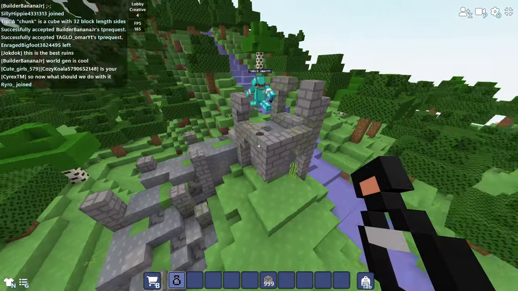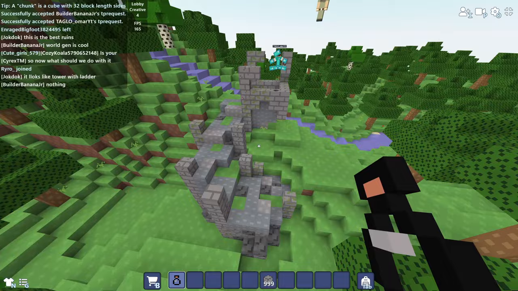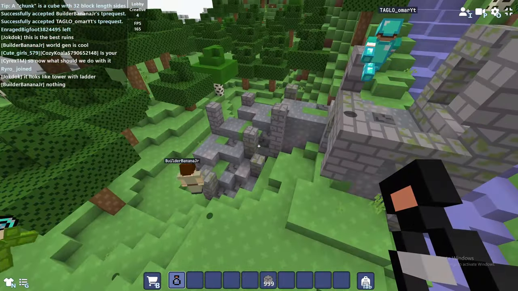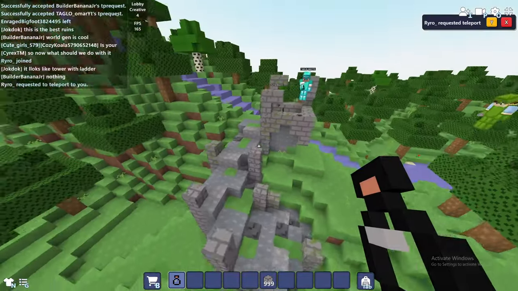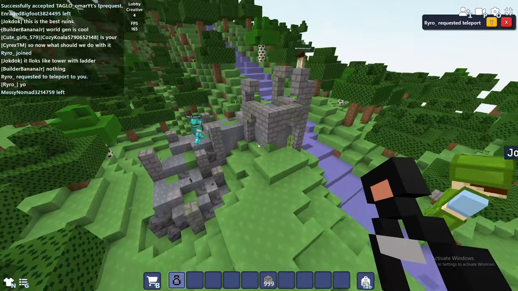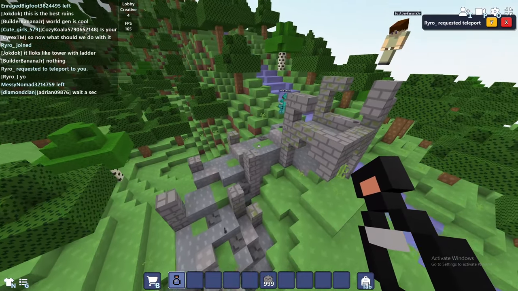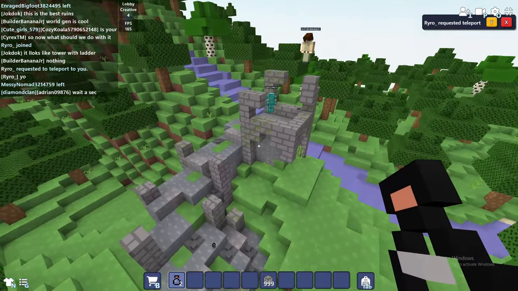Yo, don't break it. We have to fix it or something, I think. Yeah, this one actually looks like a tower, no cap. This one is one of the best ones that we have found so far. I think this is the third one, and this is the best one that we have found. This is crazy. This is actually the ruin portal, no cap.